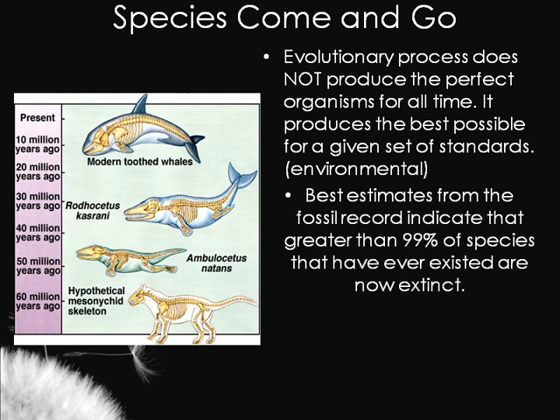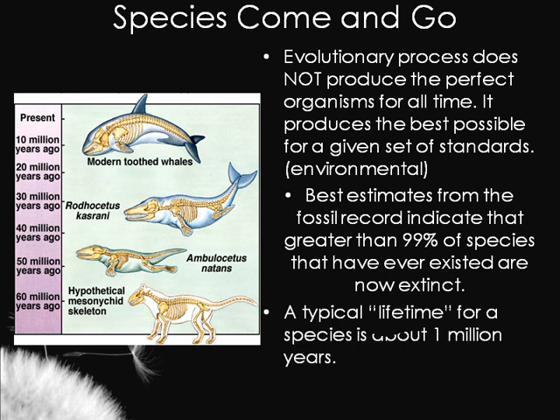So the best estimates from the fossil record indicate that about 99% of species that have ever existed are now extinct. So everything that's alive on the Earth right now is really only about 1% of all the things that have ever lived, which is a very small number. There's lots of things that are extinct. A typical lifetime for a species, how long a single species is around, is about 1 million years. And then it will either have a speciation where it diverges into two species, or it can be a phyletic speciation where it kind of merges into a new species. And we don't see that species in the fossil record anymore.